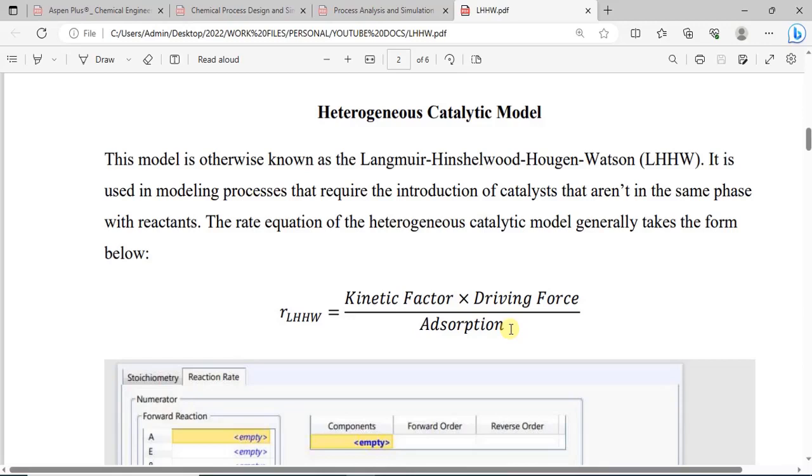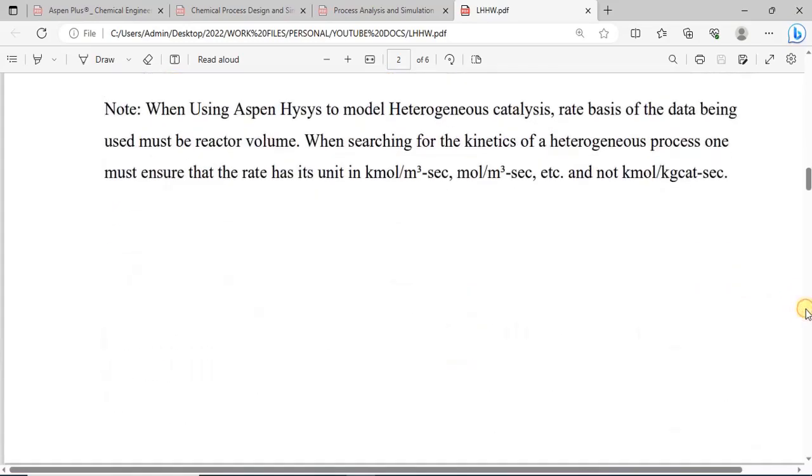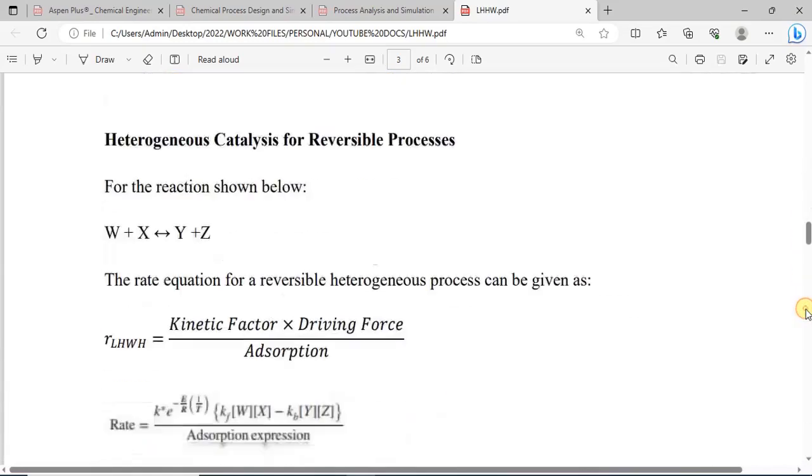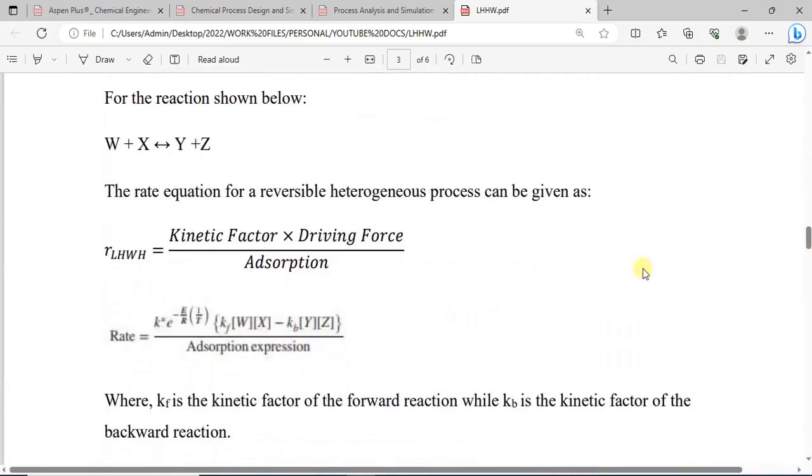So if you have a proper understanding of the kinetic model, then this heterogeneous catalytic model will not be so much of an issue to you. So let's get ahead with it.